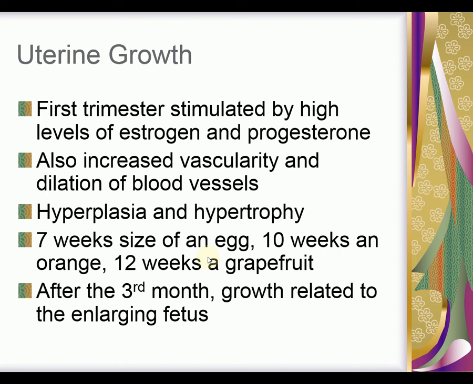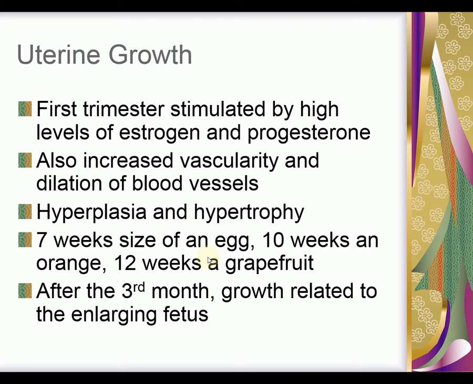So let's talk about uterine growth. First trimester uterine growth is stimulated by the estrogen and progesterone. In that first trimester, you're going to see increased levels of vascularity and dilation of blood vessels. You're going to see hyperplasia, hypertrophy. By the time you're 7 weeks pregnant, the uterus is the size of an egg. That's not very big, is it? Of course, depending on what size eggs you buy. In 3 weeks' time, it goes from an egg to the size of an orange.